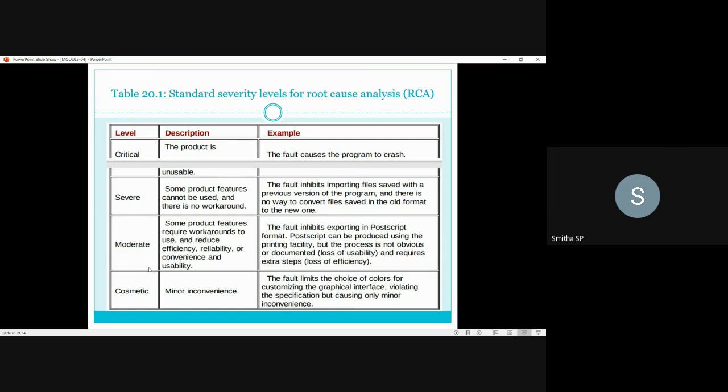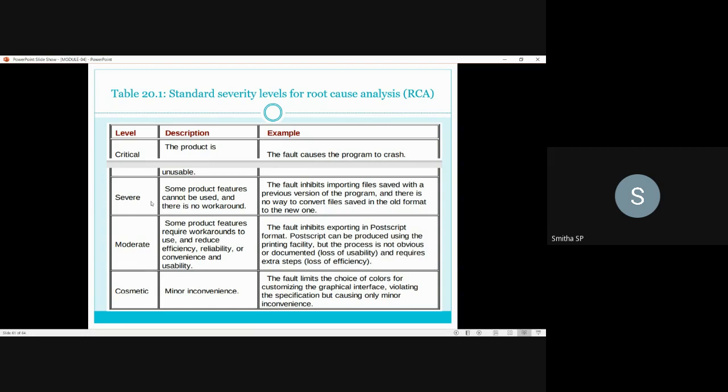These are the standard levels of faults for RCA, that is root cause analysis. You can have several classifications, but in the RCA approach you have the standard levels of faults as four types, or four levels: critical, severe, moderate, and cosmetic. Critical means the product is unusable. Severe means some of the product features cannot be used at all, and there is no workaround to use these features.